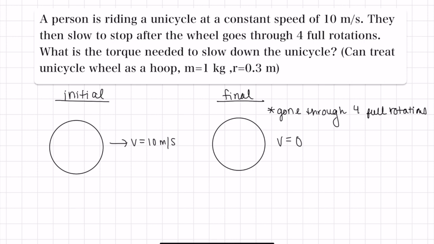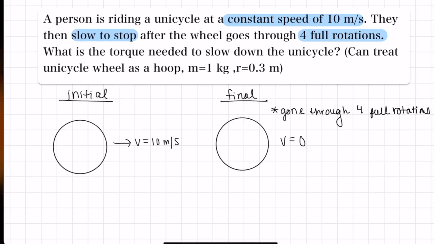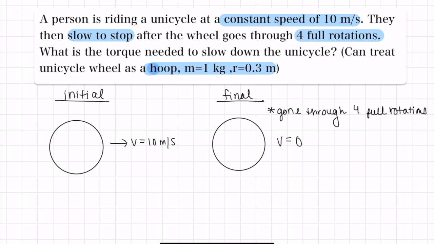I also will just go ahead and highlight some of our givens in the problem itself. So we have our initial constant speed, 4 full rotations, slow to a stop. We're solving for torque, and then we know that it's a hoop with that mass and that radius.